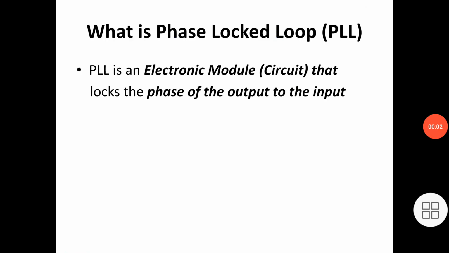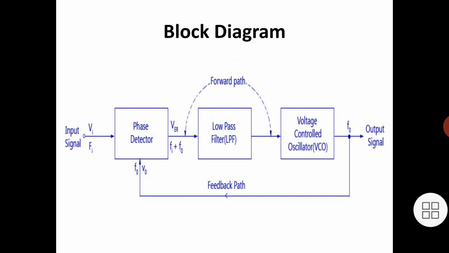Dear students, today's topic is phase locked loop or PLL. PLL is an electronic module or circuit that locks the phase of the output to the input. Let us see the block diagram of phase locked loop. The first block is phase detector, second one low pass filter, third one is voltage controlled oscillator.